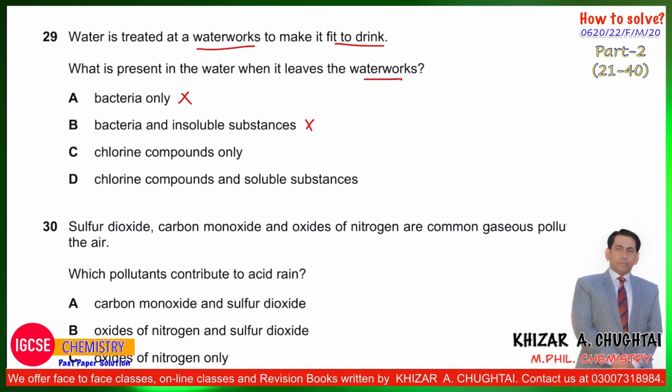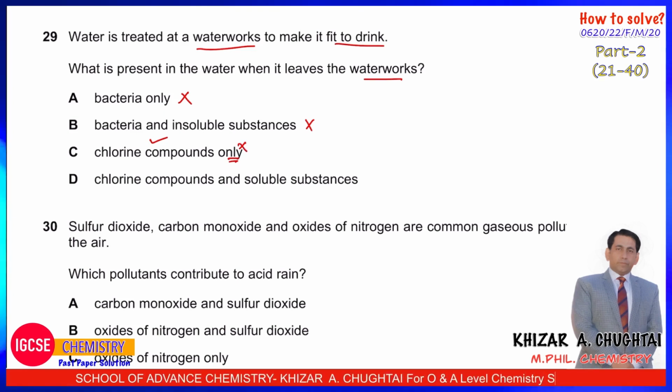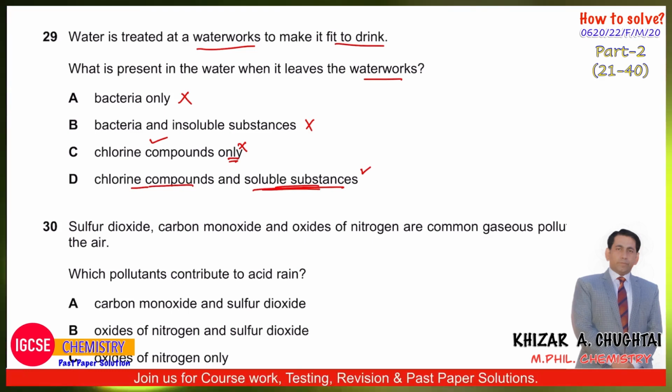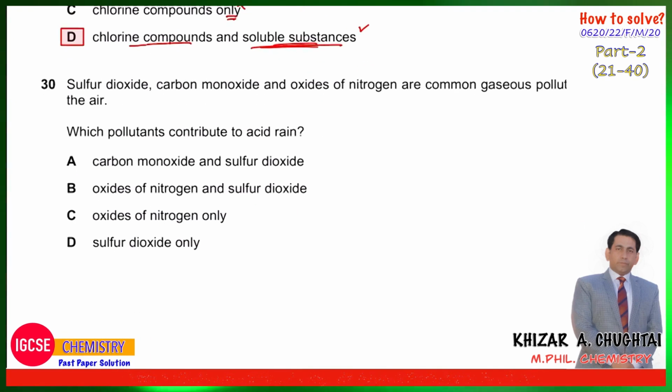Chlorine compounds only, not only. Chlorine compounds, yes, but not only. Chlorine compounds and soluble substances, yes. Both of these, chlorine compounds and soluble substances, are present when the water is taken after the waterworks. So D is the correct option.